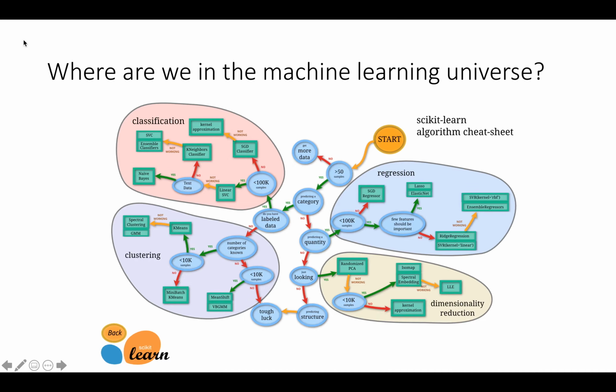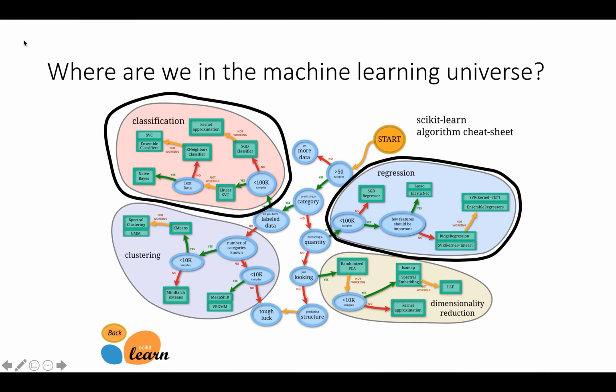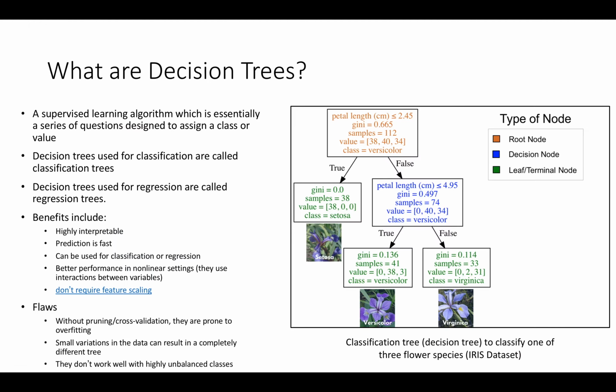As far as where we are in the machine learning universe, decision trees can be used for classification and regression problems. A decision tree is a supervised learning algorithm, which is essentially a series of questions designed to assign a class or value. A decision tree used for classification is called a classification tree. A decision tree used for regression is called a regression tree.